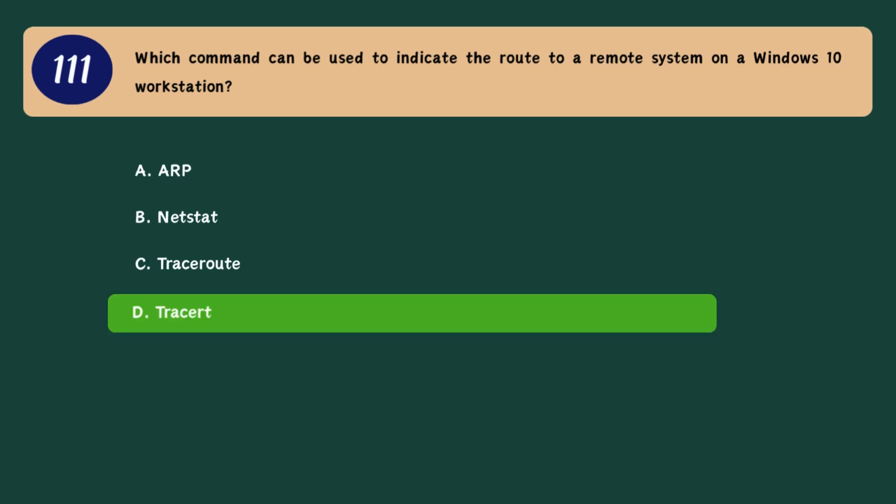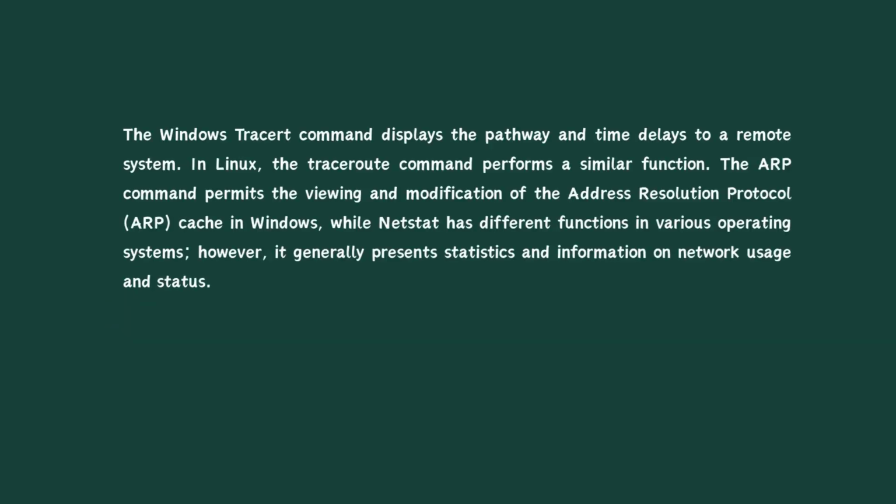Correct answer. D. Tracert. The Windows Tracert command displays the pathway and time delays to a remote system. In Linux, the traceroute command performs a similar function. The ARP command permits the viewing and modification of the address resolution protocol cache in Windows, while netstat has different functions in various operating systems. However, it generally presents statistics and information on network usage and status.